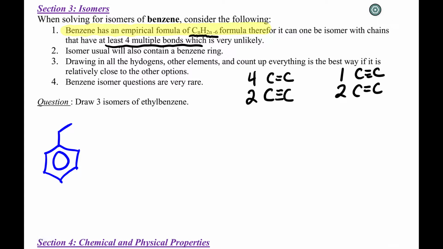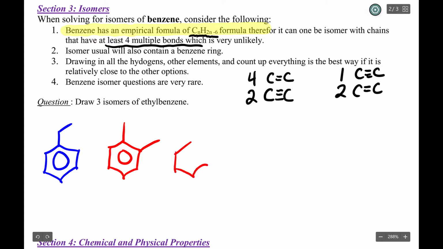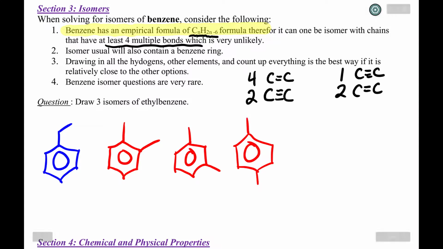In my opinion, the easiest thing to do would be to turn that ethyl group into 2 methyl groups, and then move the methyl groups around the ring. So for instance, you could have a 1,2 dimethyl, or a 1,3, or a 1,4, and then you would have 3 isomers of ethylbenzene. That would be the easiest way to go about doing this.